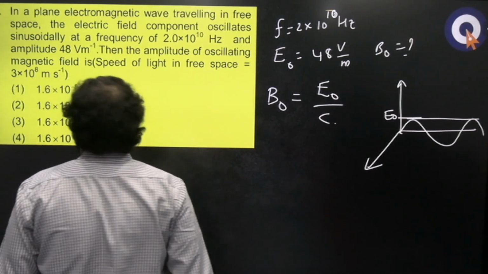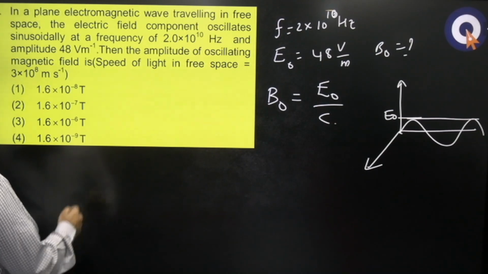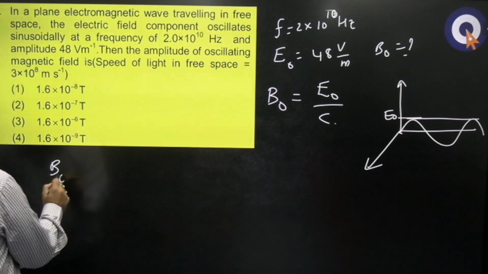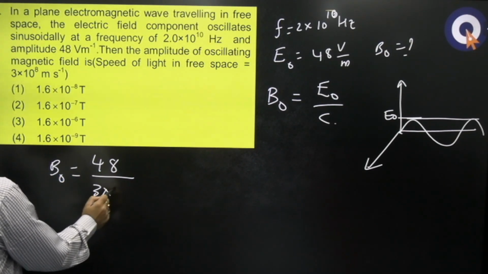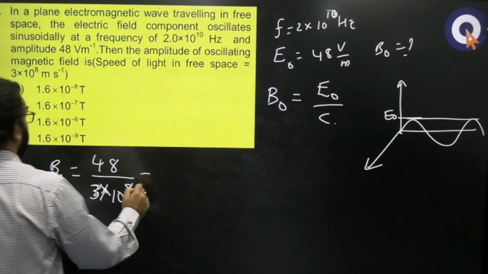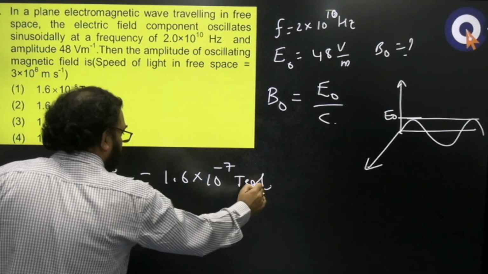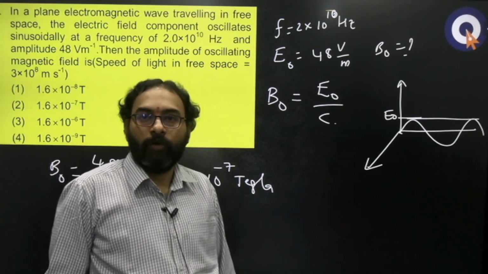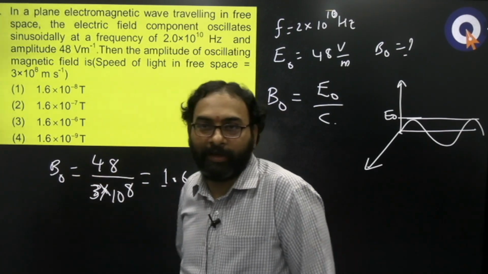Now you can calculate. B naught equal to E naught by 3 into 10 power 8, so you will get 1.6 into 10 power minus 7 Tesla. We can calculate the magnitude of the magnetic field, that is the amplitude of the magnetic field B naught. You can calculate.